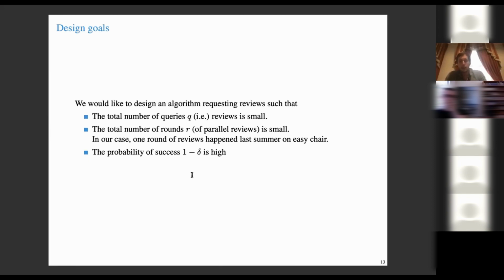But obviously, the more rounds you introduce, the worse it's going to be for the conference, because you have to do this well ahead. So for example, if you want to schedule a SODA and you do reviews sequentially, then it's going to take you probably 5 years of reviews until you find the top K papers. So you have to somehow strike a trade-off here. Okay, and then one other thing that's very important is the success probability of your algorithm.